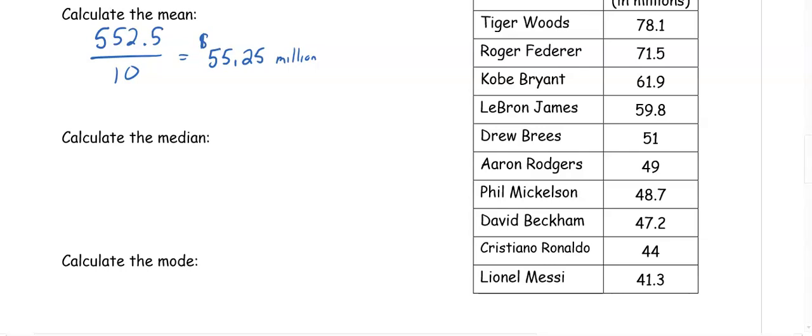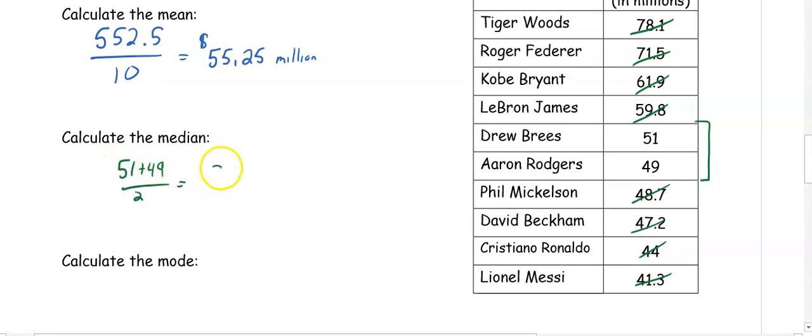To get our median, we're going to find the middle number. So if we cross off our numbers until we get to the middle, we have to average these two numbers together. So 51 plus 49 divided by 2 would get us 50 million. To calculate the mode, there are no numbers that repeat. So again, in this case, we have no mode.